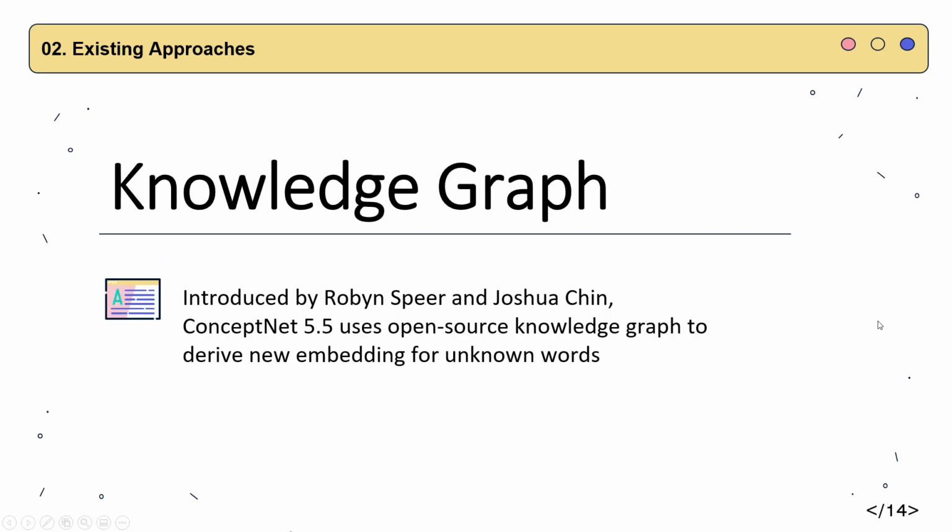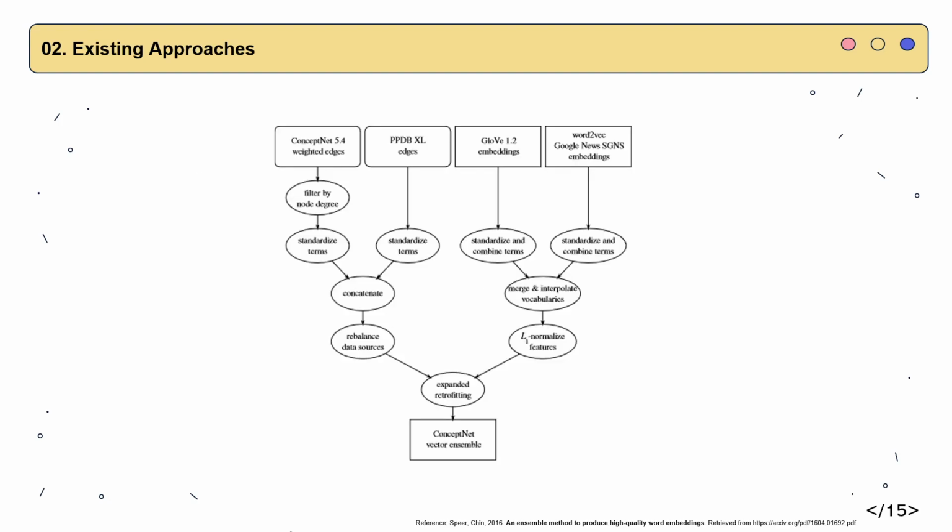Now let's move on to other novel approaches. One of the most popular approaches is the knowledge graph, introduced by Robyn Speer and Joanna Chin in ConceptNet 5.5, which uses an open-source knowledge graph to derive new embeddings for unknown words. So this is the approach.